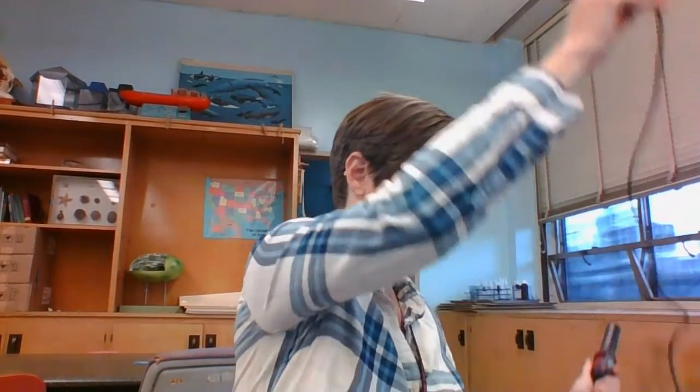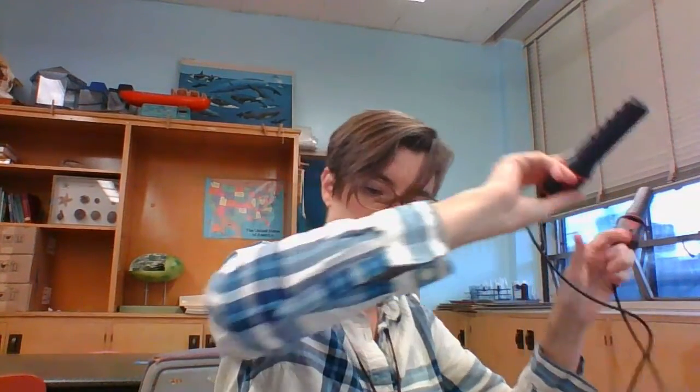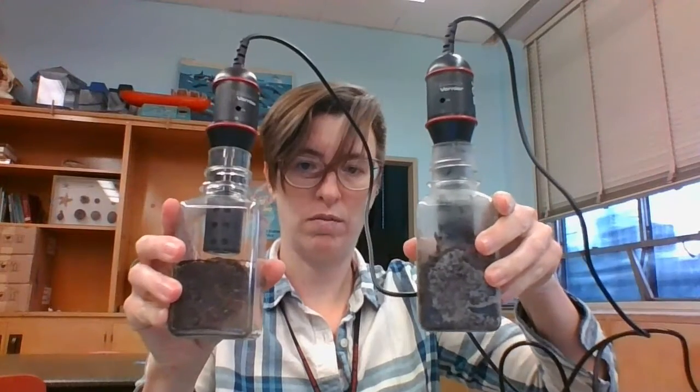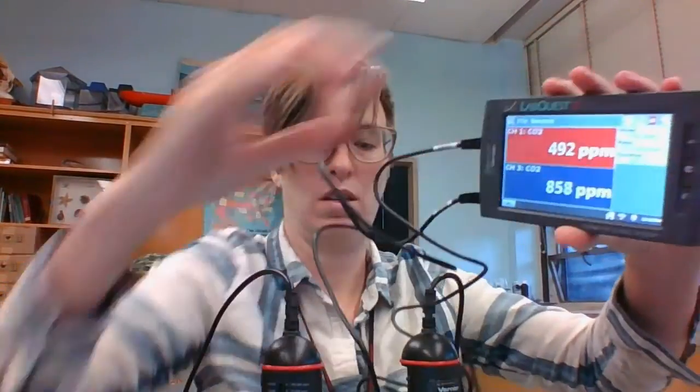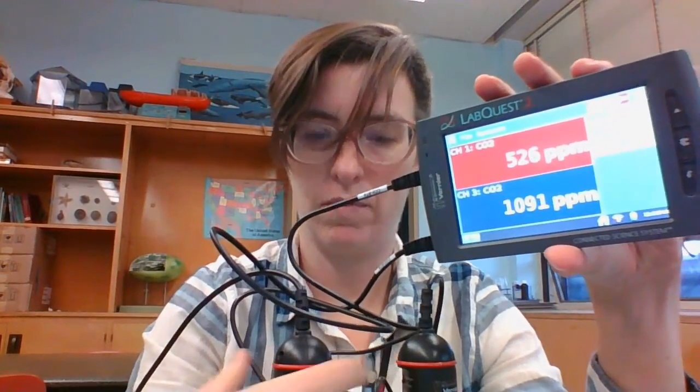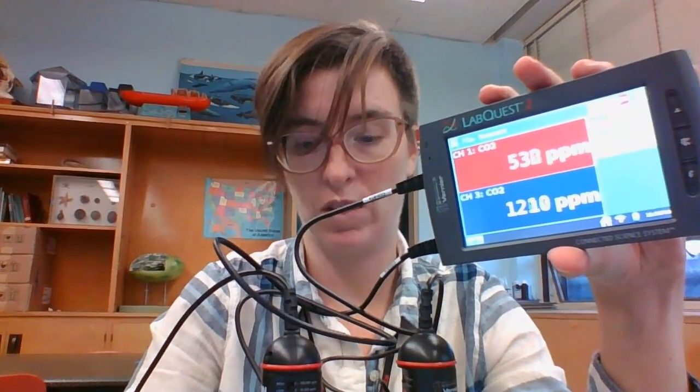Okay, so I'm going to put channel 1, first one on top, in the frozen soil. Channel 2 is going in our room temperature soil. Looks like this. I can already see a significant change here. Looking at these numbers, Channel 1 here is our frozen soil. Channel 2 is the room temperature soil. We'll just watch this for a couple minutes. You can tell they are very different.